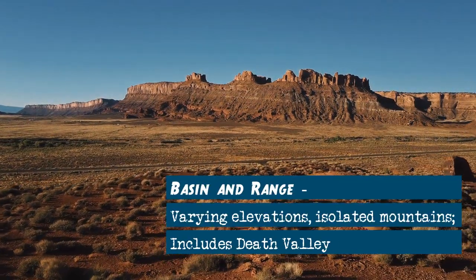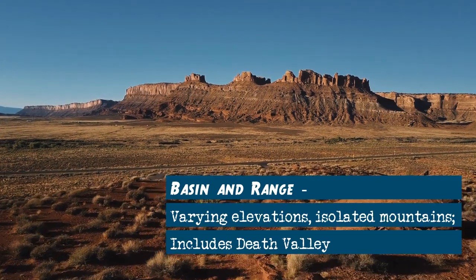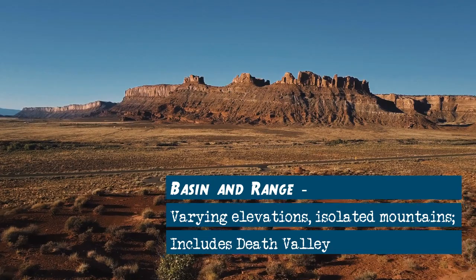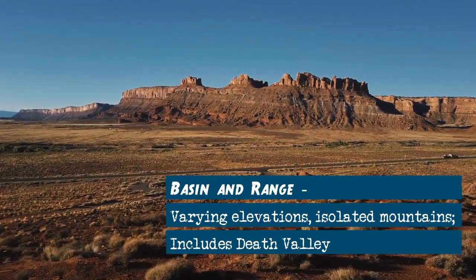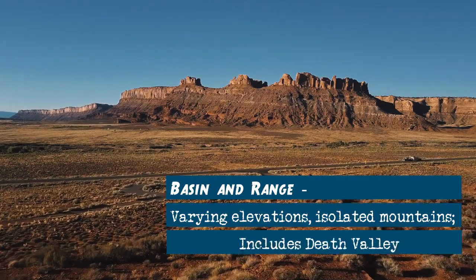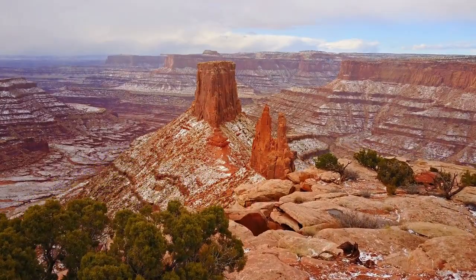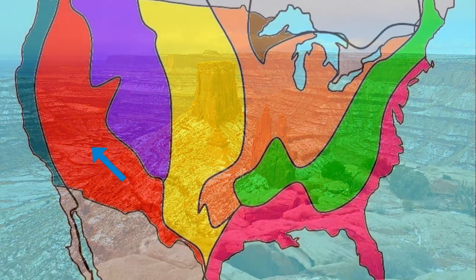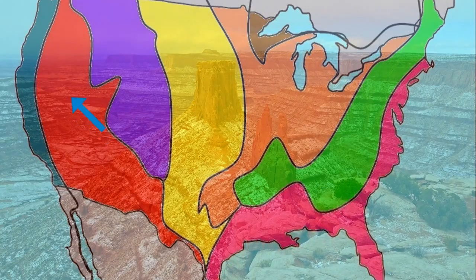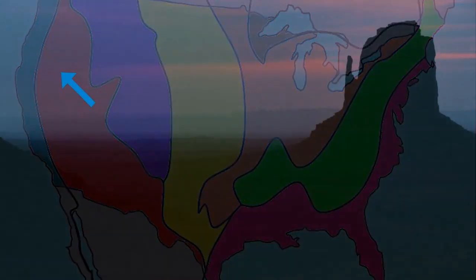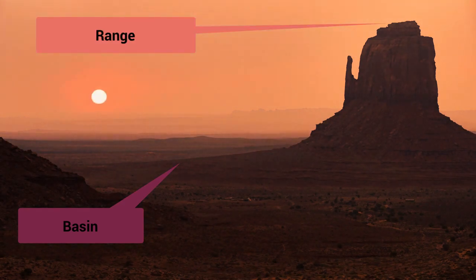The Basin and Range region is described as having varying elevations. Varying means different, and elevation is how high something is. So this region has highs and lows, basins and ranges. The name of this region tells you all you really need to know. A basin is a sink in the earth, and a range is a mountain. See? Varying elevations, low basins, and high ranges.